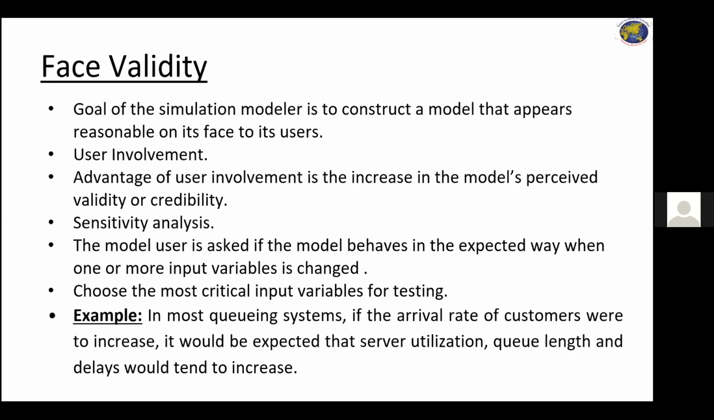An example for face validity is that in most queuing systems, if the arrival rate of customers were to increase, it would be expected that server utilization, queue length, and delays would tend to increase. If a model built for such a system does not follow a similar trend, the user may assume that the model is not accurate.